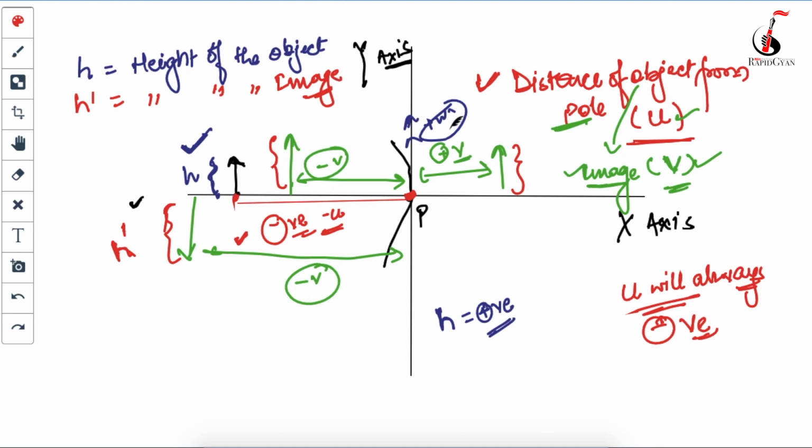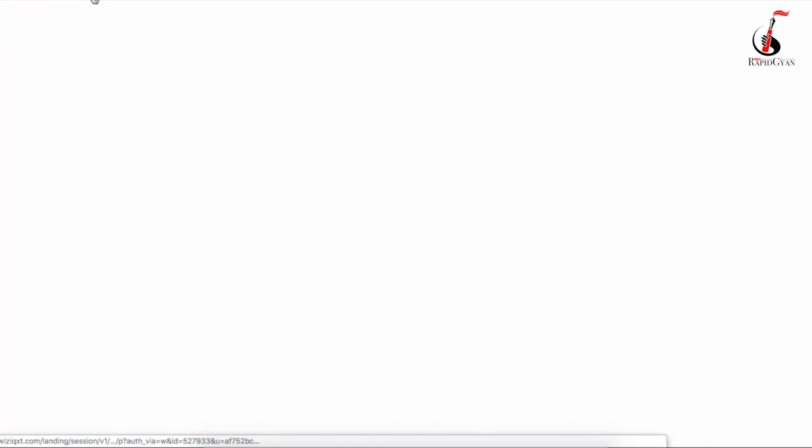If it is erect, like in this case or in this case, it will be positive. But in this case, it will be negative. Just remember this. Hope you guys understand. This is your sign convention.